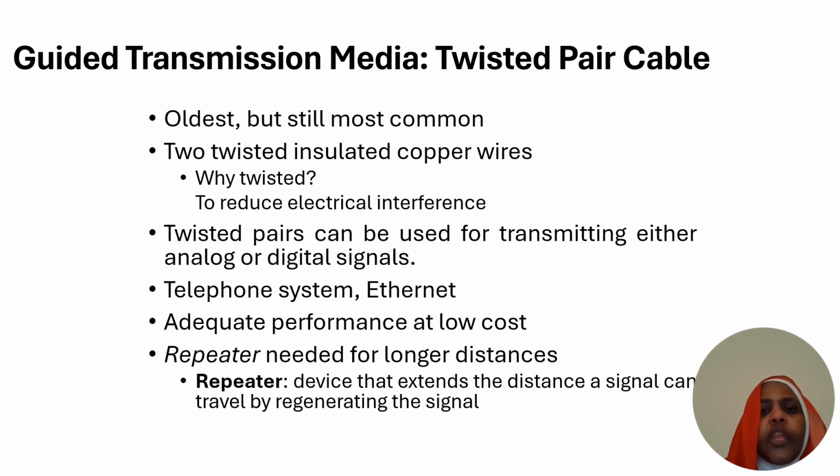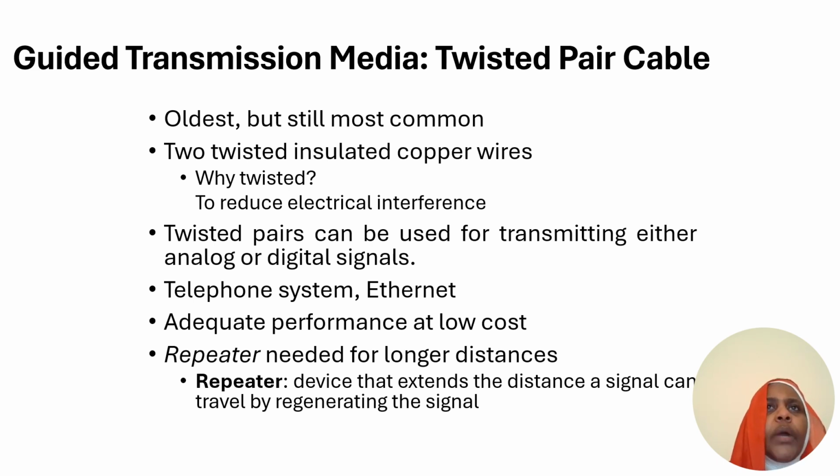The first, oldest, and most common is the twisted pair. The twisted pair is a twisted pair of insulated copper wires. They're twisted to reduce interference. The twisted pair can be used for transmitting either analog or digital data. It's adequate and its cost is very low.